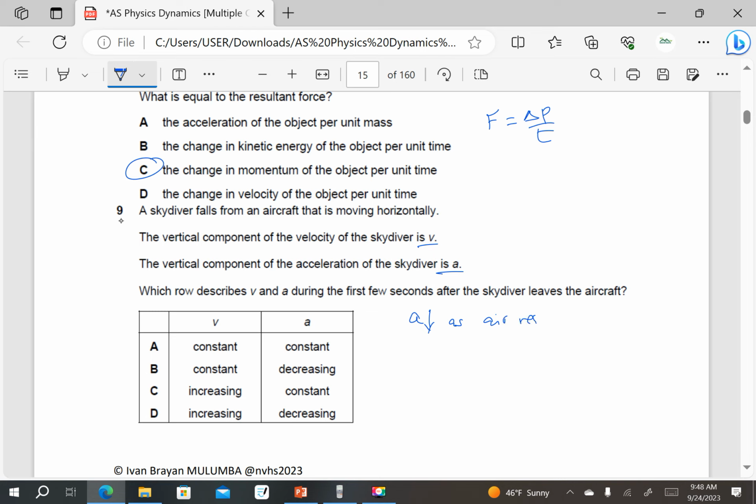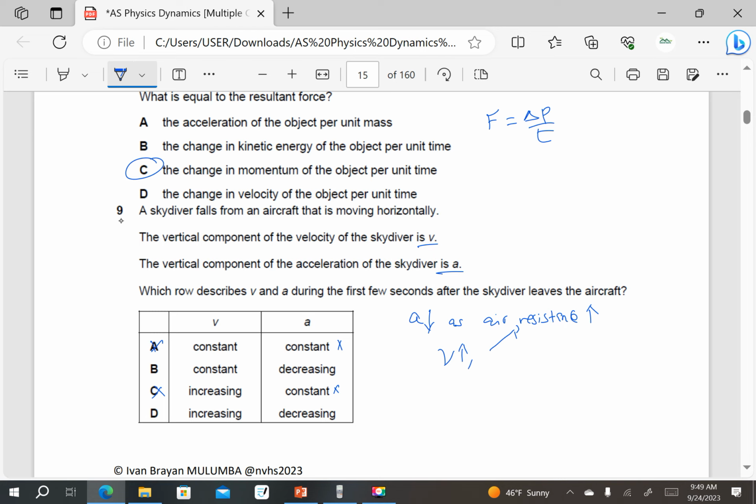The reason is, as the speed increases, the air resistance also increases. As the air resistance increases, the acceleration decreases. So the acceleration must be decreasing. So it can't be constant. We eliminate A and C, because the air resistance increases with the speed, it means the acceleration decreases.